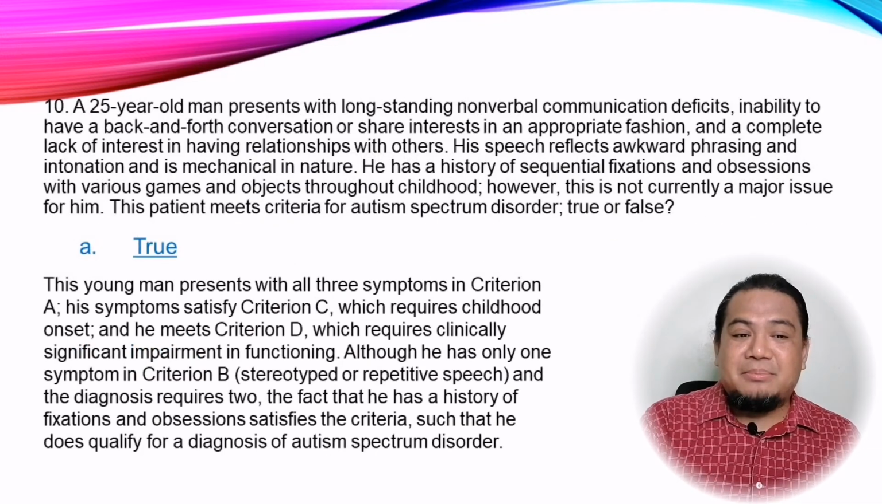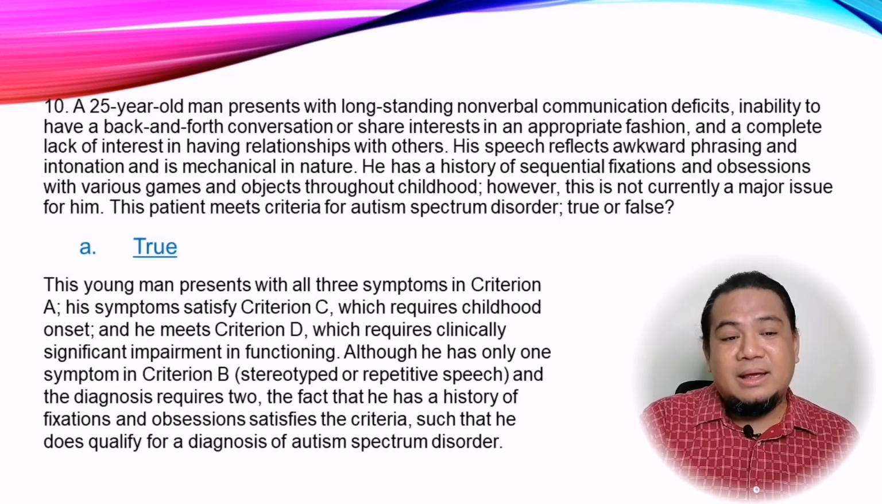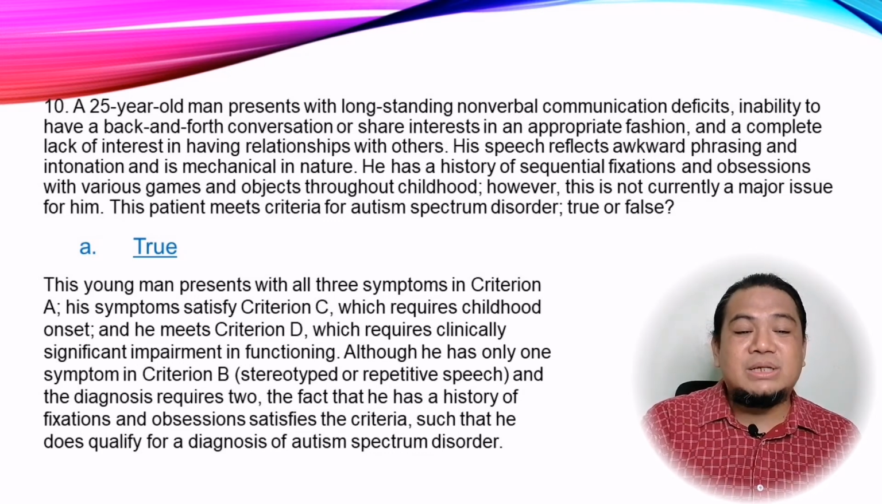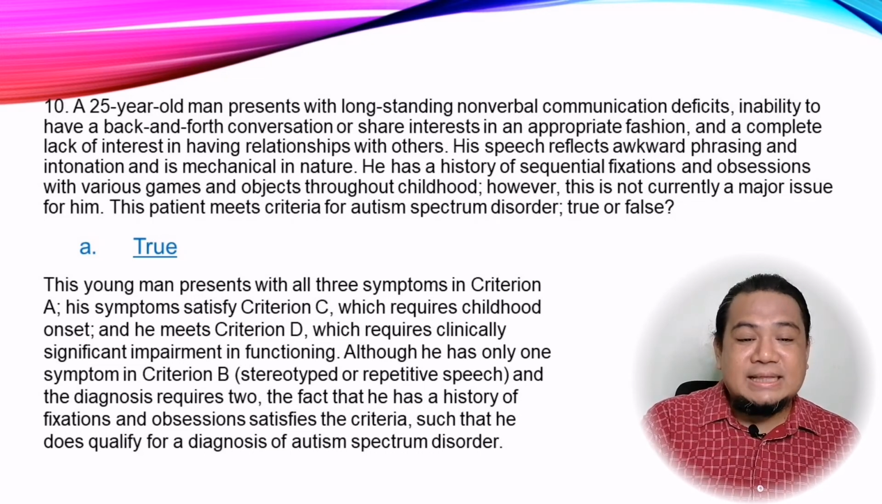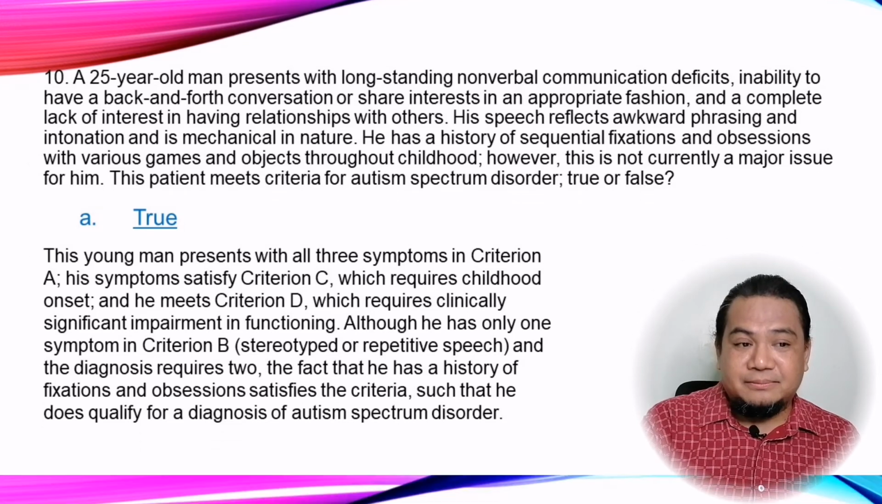This young man presents with all three symptoms in criterion A. His symptoms satisfy criterion C, which requires childhood onset, and he meets criterion D, which requires clinically significant impairment in functioning. Although he has only one symptom in criterion B, stereotyped or repetitive speech, and the diagnosis requires 2, the fact that he has a history of fixation and obsession satisfies the criteria such that he does qualify for a diagnosis of autism spectrum disorder.